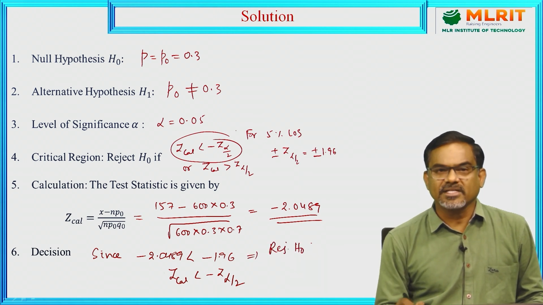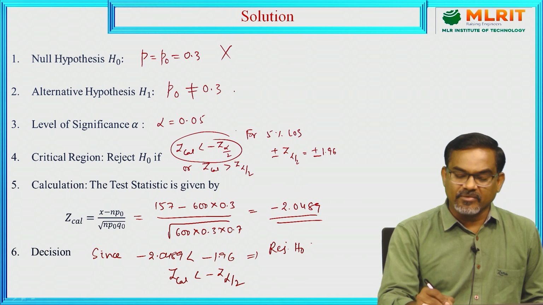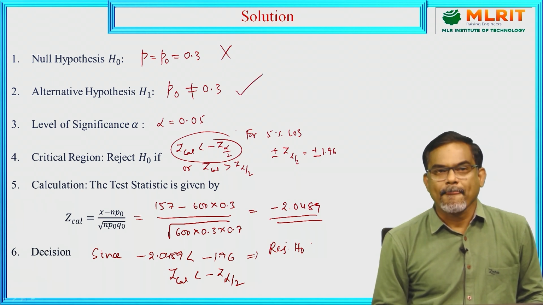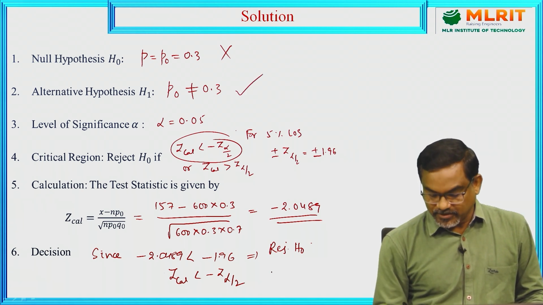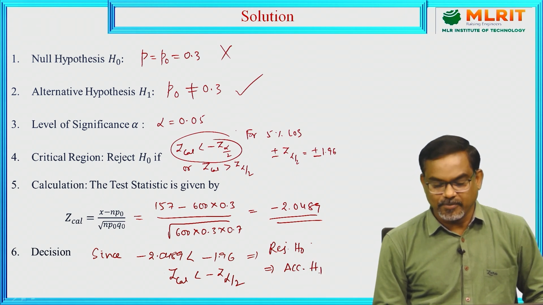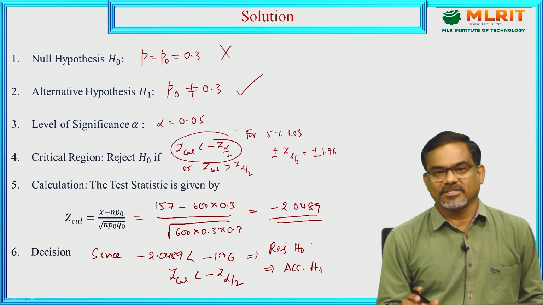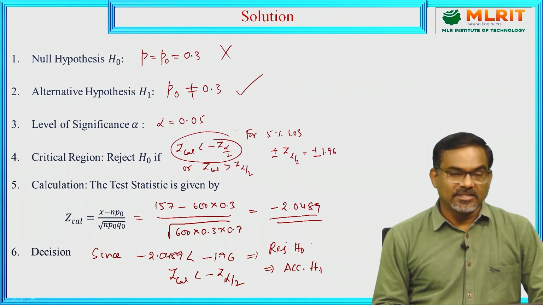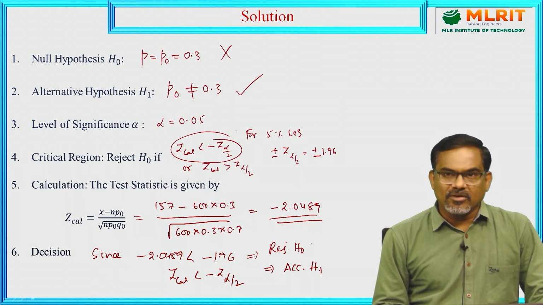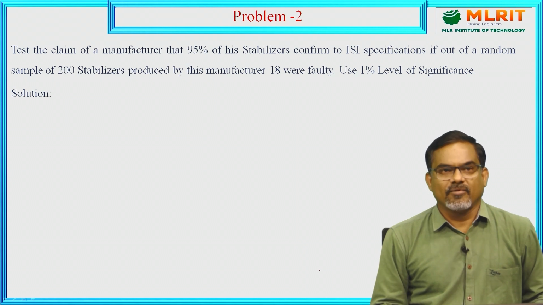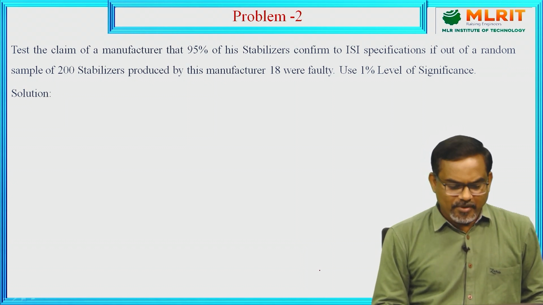If we are rejecting H naught, what does it mean? We have to accept the alternative hypothesis. That implies accept the alternative hypothesis that 30% of all drivers do not commit the same mistake at the given junction. This is our final conclusion. Now let us see one more problem. The problem number 2.